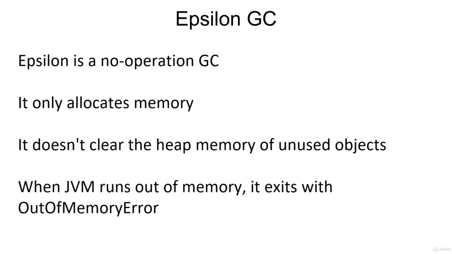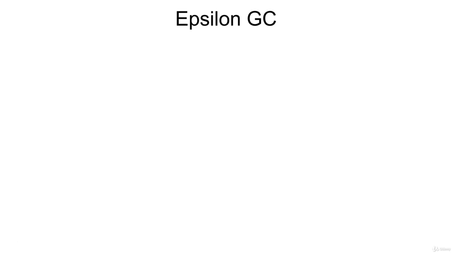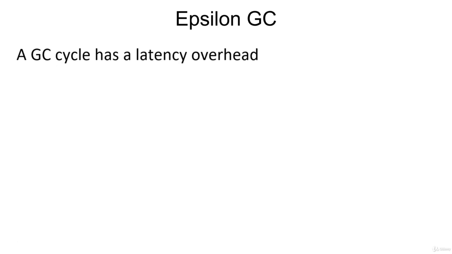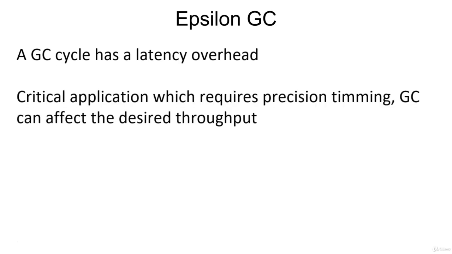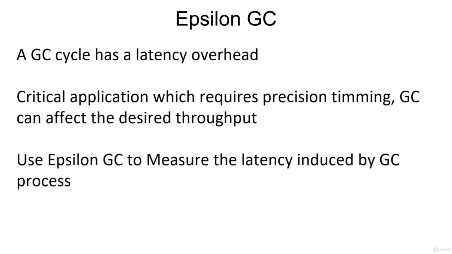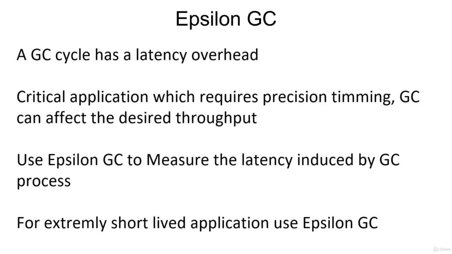You may be thinking why we need a GC that does not do garbage collection and only allocates memory. Epsilon GC has been added for benchmarking performance, memory usage, and latency. A GC cycle has a latency overhead. In critical applications which require precision timing, GC can affect the desired throughput. In this case, use Epsilon GC to measure the latency introduced by the GC process.